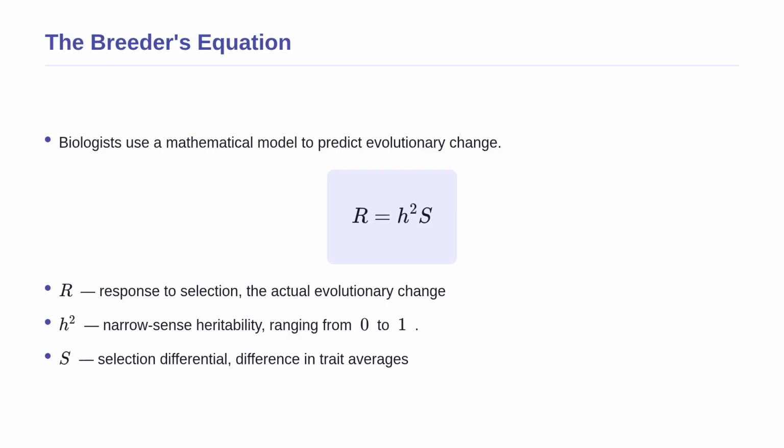R represents the response to selection, which is the actual evolutionary change we see in the offspring. The symbol H squared stands for narrow sense heritability, a measure from 0 to 1 indicating how much variation is due to genetics. Finally, S represents the selection differential, which is the difference between the average trait value of the chosen breeders and the original population. If heritability increases, the evolutionary response increases.